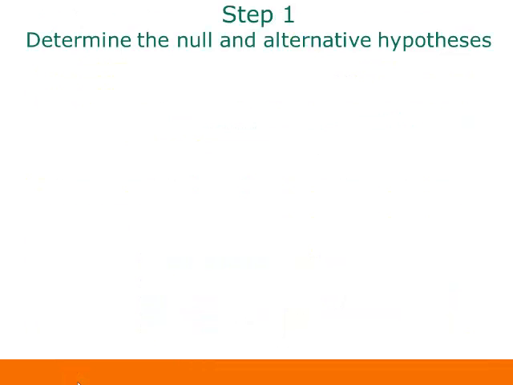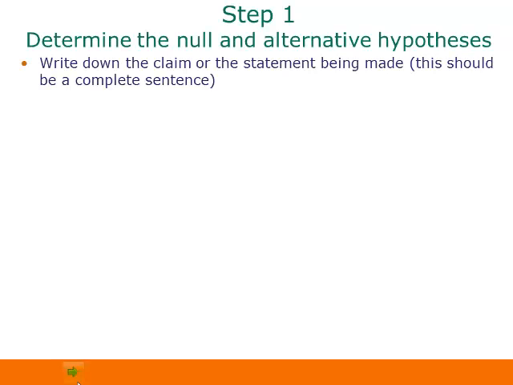So let's look at the different steps of our hypothesis test. These are the same steps that we've talked about before, just we're going to look specifically at how it works for independent samples and testing means. So our step 1 is still to determine our null and alternative hypothesis, and we want to start by writing down the claim or the statement.